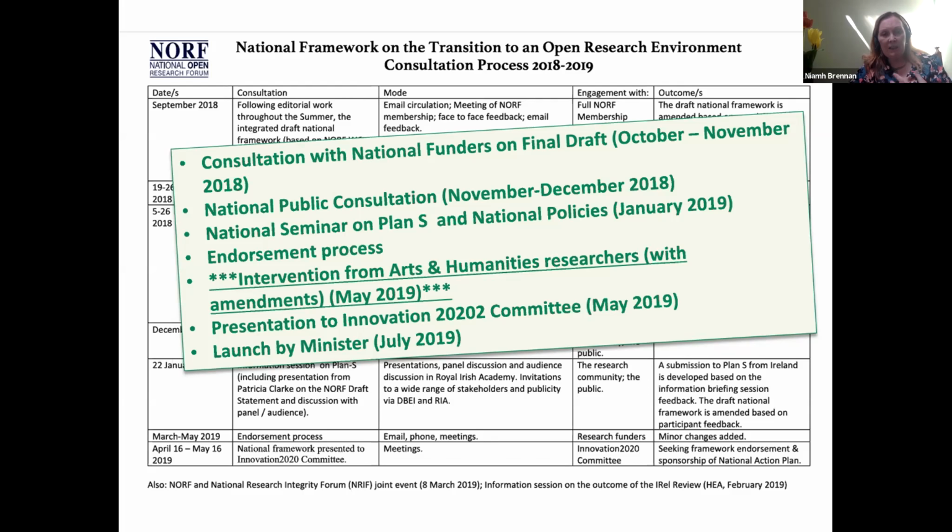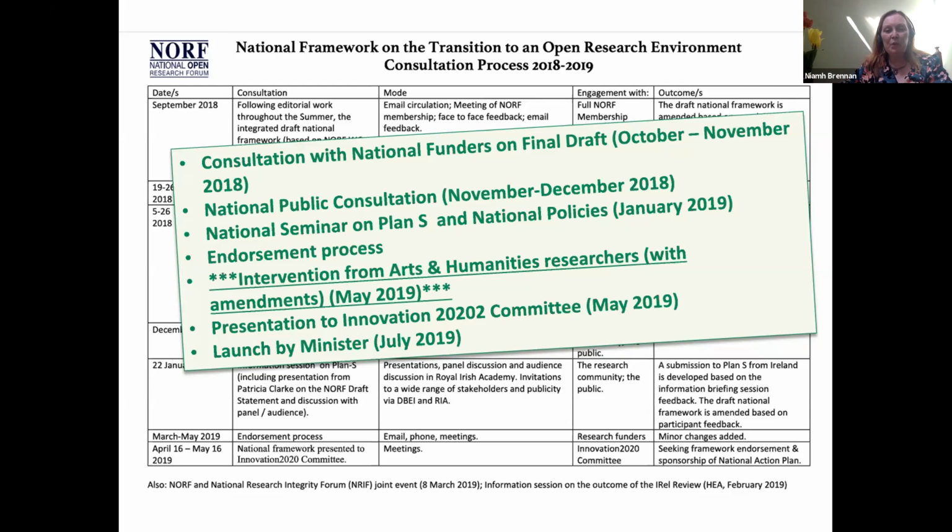There was a national consultation phase that went on in November, December 2018. You can see this all moved on really quickly. And we've learned since then that that wasn't long enough and that we would really need to do a lot more consultation, and be much more inclusive in who's spoken to. We did what we thought was correct at that particular time, but we've since heard, as I say, that further consultation was needed. A national seminar on Plan S and national policies was packed out the door in the Royal Irish Academy in January 2019.